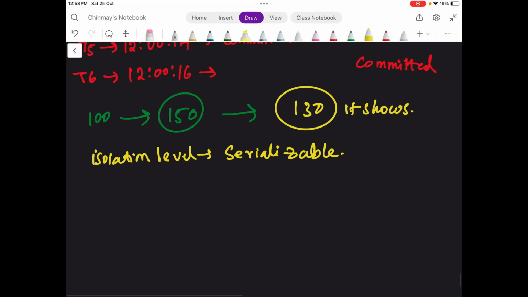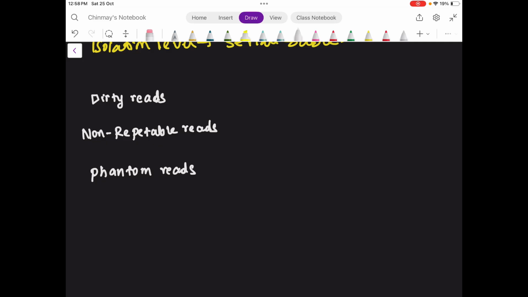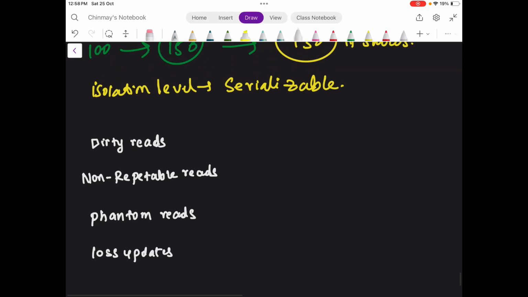Let's recap the isolation levels. The problems are dirty reads, non-repeatable reads, phantom reads, and lost updates. The solutions for these are read committed, repeatable read, and serializable. These are the isolation levels.